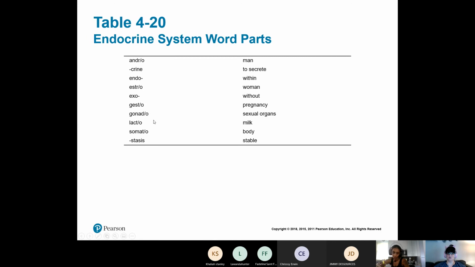And it has, of course, its words, and these are the really common ones. And see, look what's right there: stasis, stable. Lact for milk, gonad for sexual organ, gest for pregnancy, for gestation, endo for within, endocrine, exo for exocrine, right, to excrete. We're going to learn about all of these, okay?